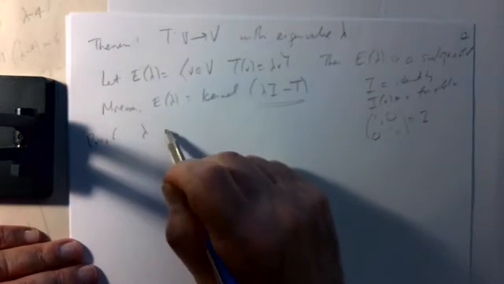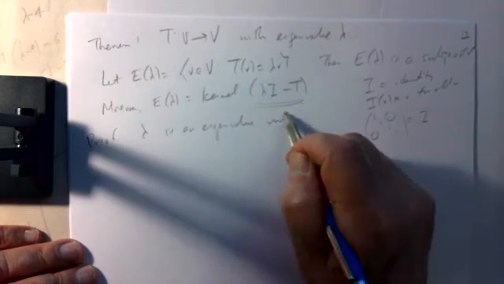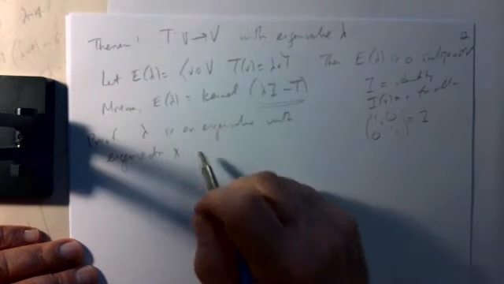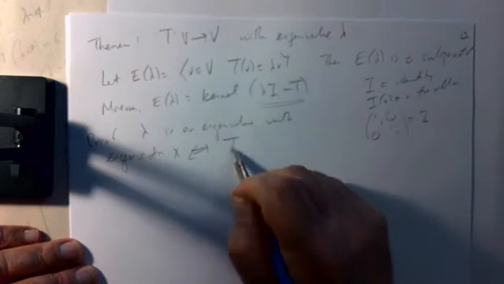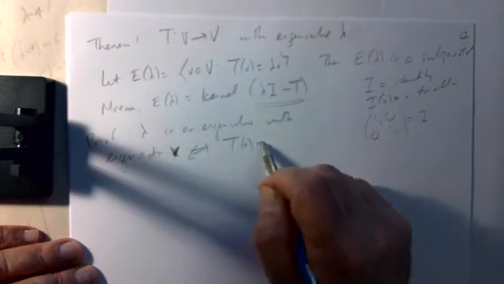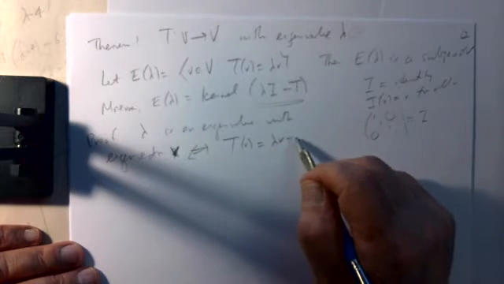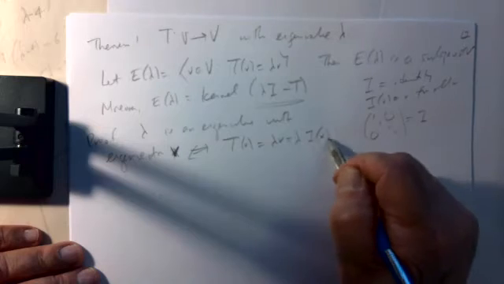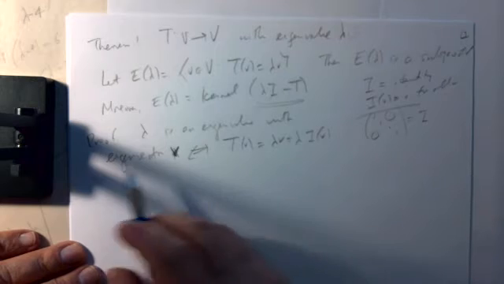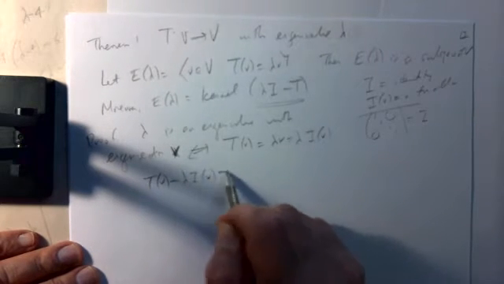So let's say lambda is an eigenvalue with eigenvector v if and only if T of V is lambda times V. Lambda V is the same as the identity operator applied to V, because I of V equals V. If I bring this to the other side of the equation, that says T of V minus lambda I of V is 0.